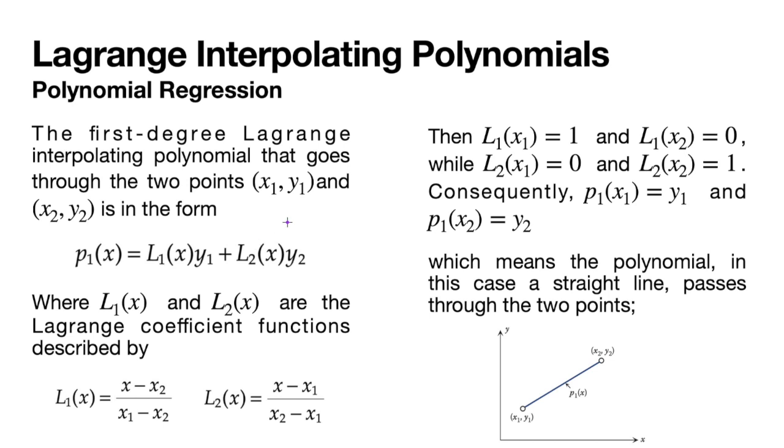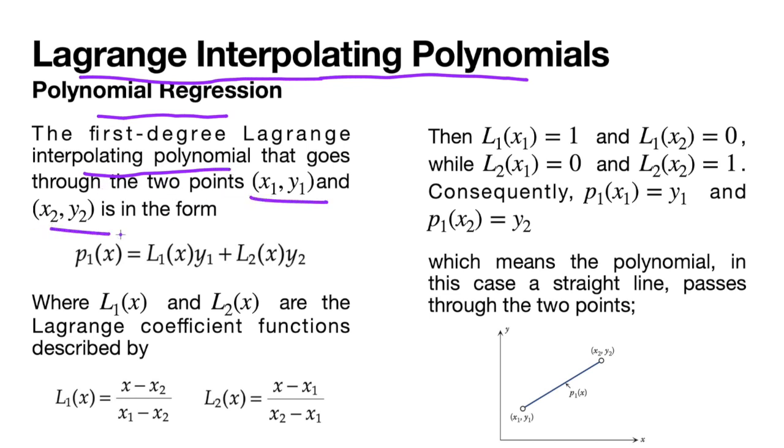Now we will move on to one other method, which is called Lagrange polynomials, or Lagrange interpolating polynomials. This is also a polynomial regression. It could be linear, quadratic or cubic. So the degree of the Lagrange interpolating polynomial can be changed. The first degree Lagrange interpolating polynomial goes through the 2 points.